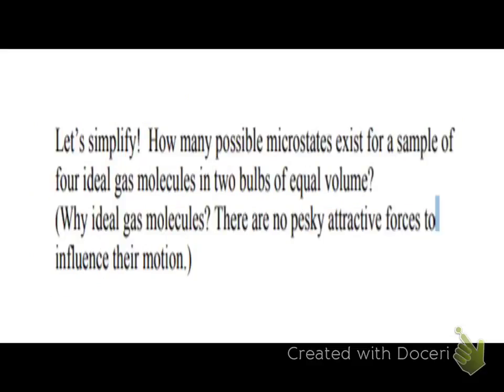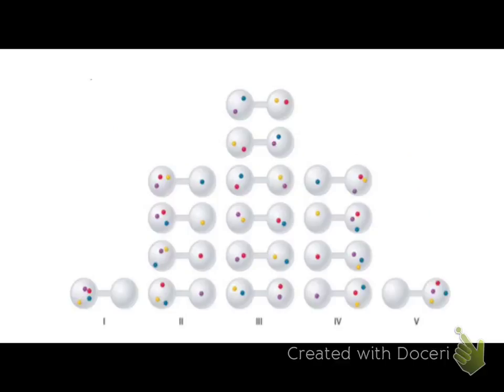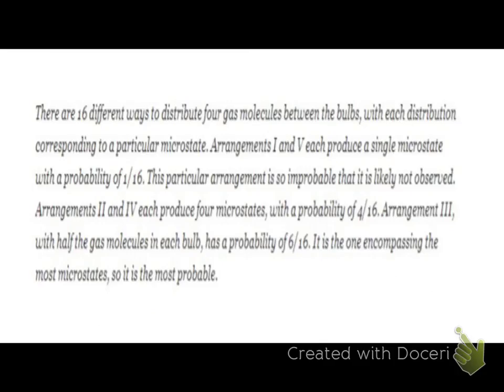So let's look at this right here. If we have 4 ideal gas molecules in 2 bulbs of equal volume, why are we talking about ideal gas? Because remember, in an ideal gas there are no particle attractions. So that would be all the different combinations. If you had 2 bulbs and 4 molecules of gas, those would be all the different combinations that could exist. It's 16, in case you don't want to count that. If you want to count it, go for it. So there's 16 different ways.